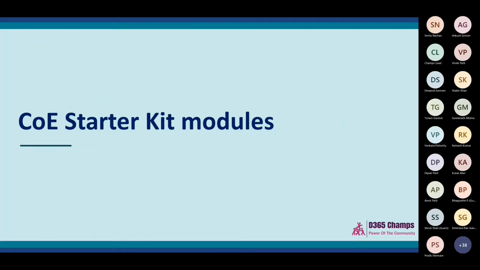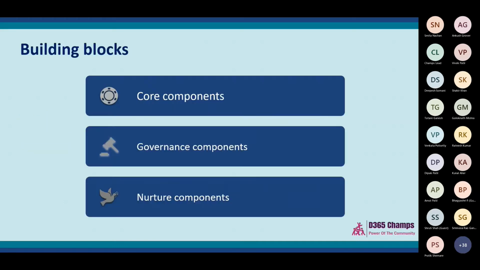So now let's start looking into the COE starter kit modules that compose all of this COE. The first one is the building blocks. The Center of Excellence starter kit is shipped in multiple components. In the building blocks, it comes with the core components, governance components, and nurture components. Let's see all of them one by one.